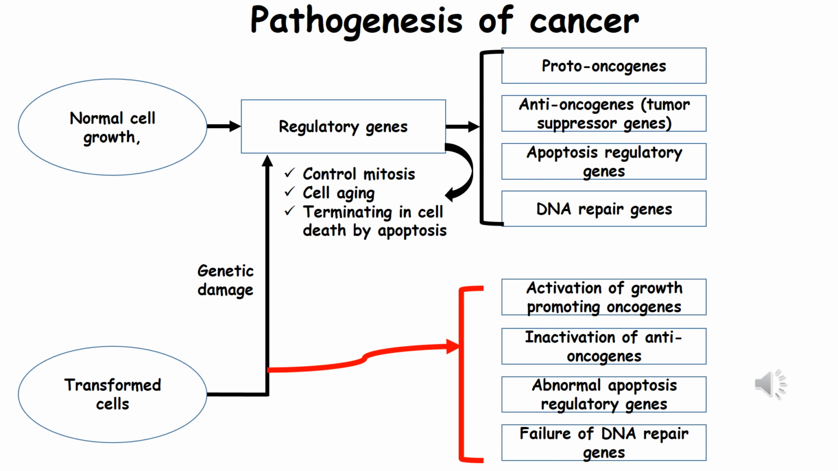In normal cell growth, the regulatory genes control mitosis, cell aging, and then terminate the cell by apoptosis. Mitosis is the fundamental process for life, and during mitosis a cell duplicates all of its contents including its chromosomes and splits to form two identical daughter cells. So this process is very critical, and the steps of mitosis are carefully controlled by certain genes.